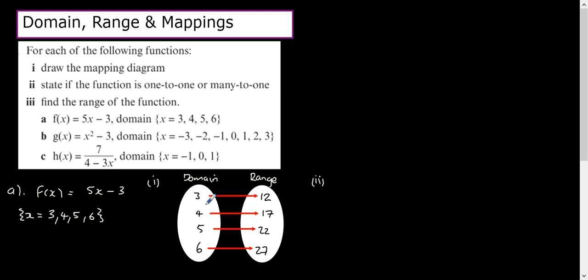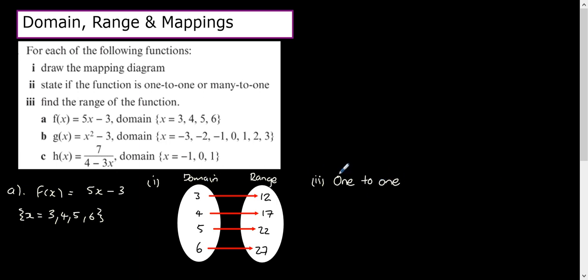Now what one-to-one or many-to-one means is, for every element of the domain, describe how it maps to an element of the range. What we have in this function 5x minus 3 is that every element of the domain maps to one and only one element of the range. And that's what makes this a one-to-one function.